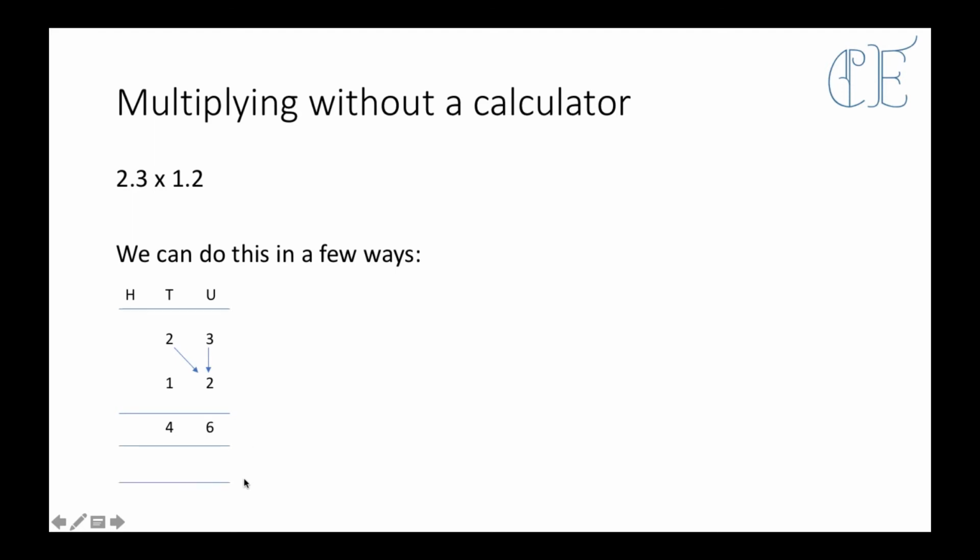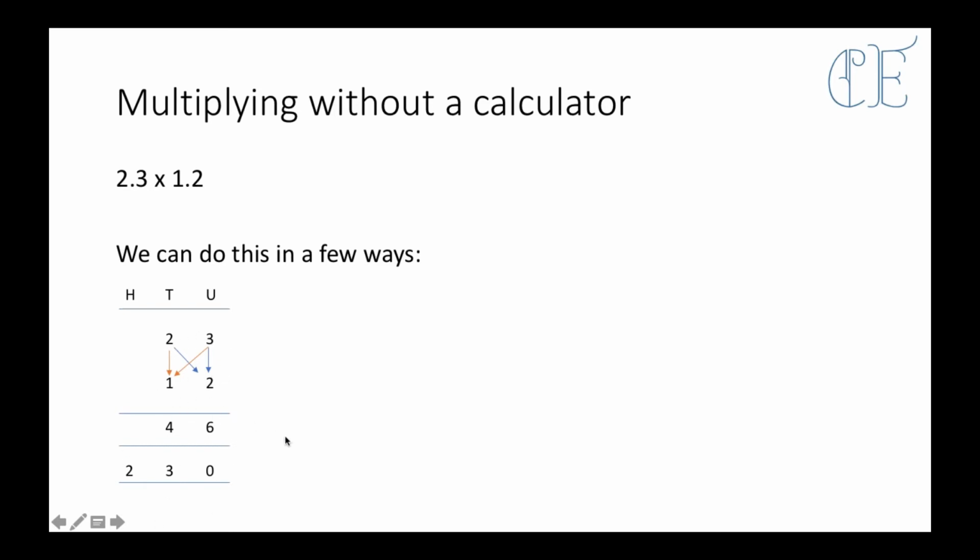Now we're going to add another line, and because we're moving from the units column into the tens column, we must add a 0 here first. And then what we're going to do is multiply everything by this 1. So we're going to do 3 times 1, which is 3, and I put my answer there. And then I'm going to do 2 times 1, which is 2, and I'm going to put my answer there. Okay, so if it helps you to use colours like this, then I would recommend it.